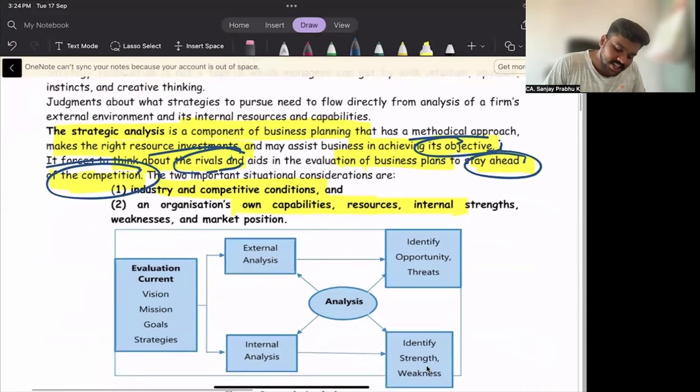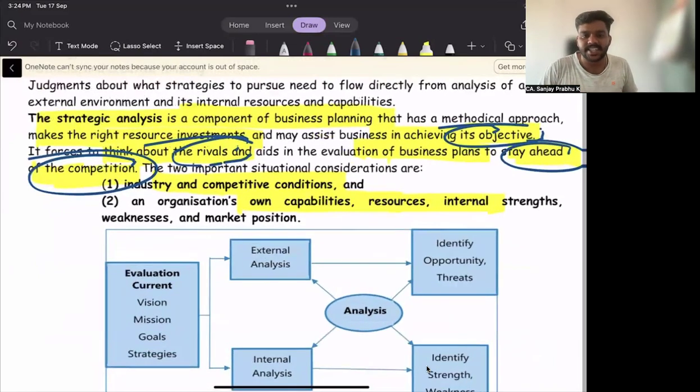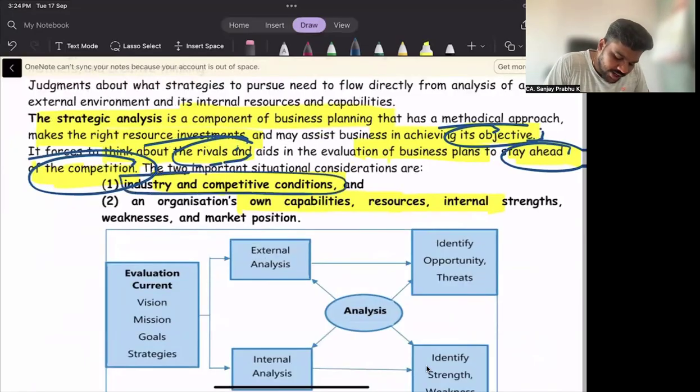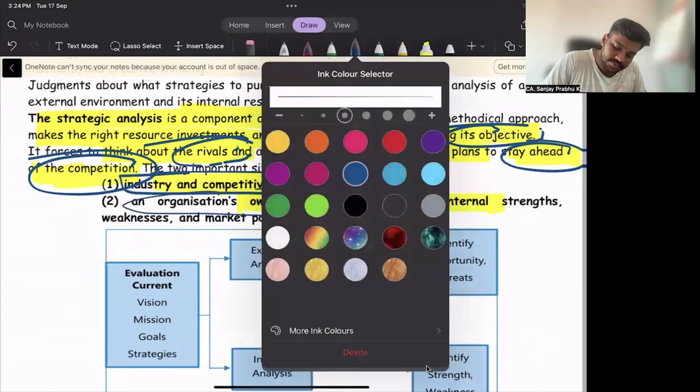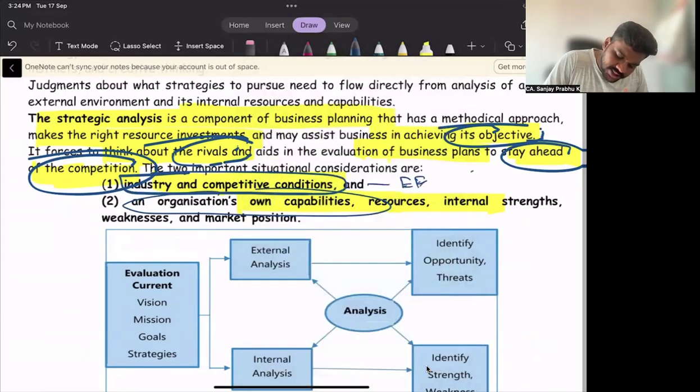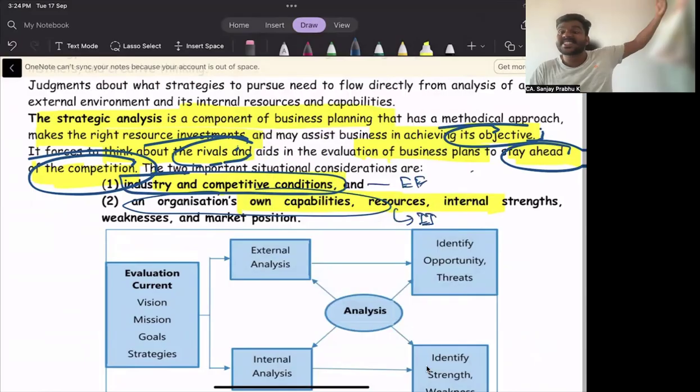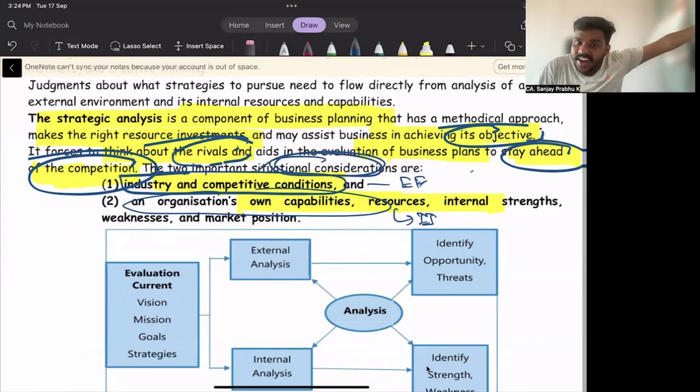So what are the two situational considerations? What are the two factors in strategic analysis? One is industry and competitive condition, the other is the organization's own capability. This is your external environment. This is your internal environment. Industry and competitive condition is external. Organization's own capability, resources, internal strength is my own thing, the internal environment. So the two important situational considerations are external and internal. But instead of saying external environment, what we have said here is industry and competitive conditions. For internal environment, we have said organization's own capability, resources, internal strengths, weaknesses, and market positions. Am I clear to you?